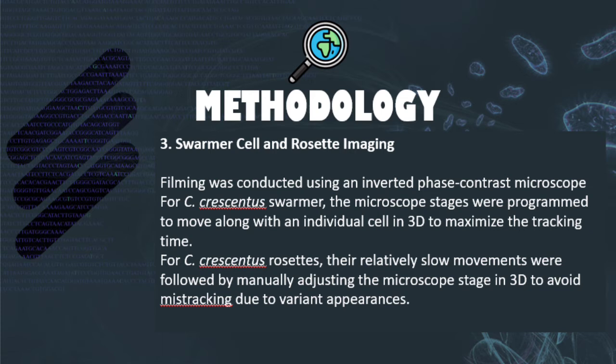For Caulobacter crescentus swarmers, the microscope stages were programmed to move along with an individual cell in 3D to maximize the tracking time. For Caulobacter crescentus rosettes, the relatively slow movements were followed by manually adjusting the microscope stage in 3D to avoid mistracking due to variant appearances.